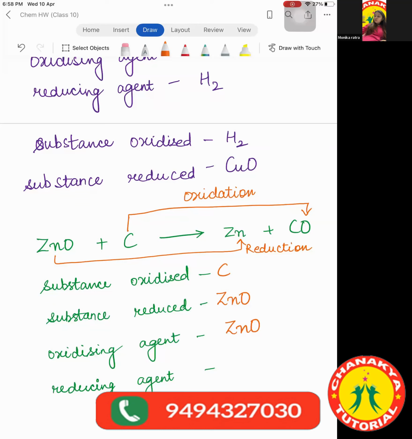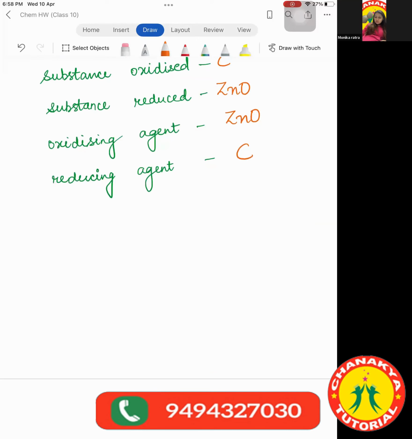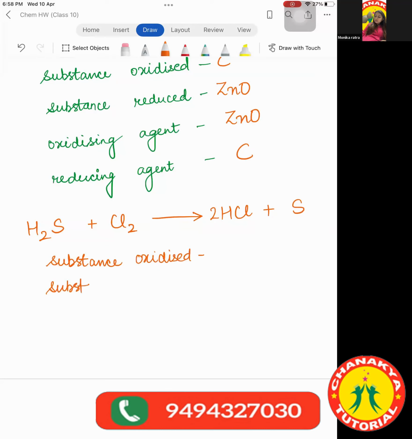Let us do one more question. The screen has hung. One more question. H2S plus Cl2, it gives 2HCl plus sulfur. Again, these four things are to be discussed. Substance oxidized. Now I will not wait for much time. So hurry up. Meanwhile, I finish writing all these four things. Anija, I'm going to start from you.